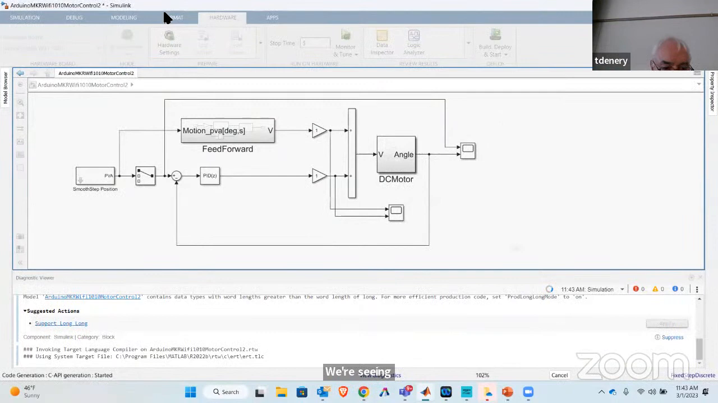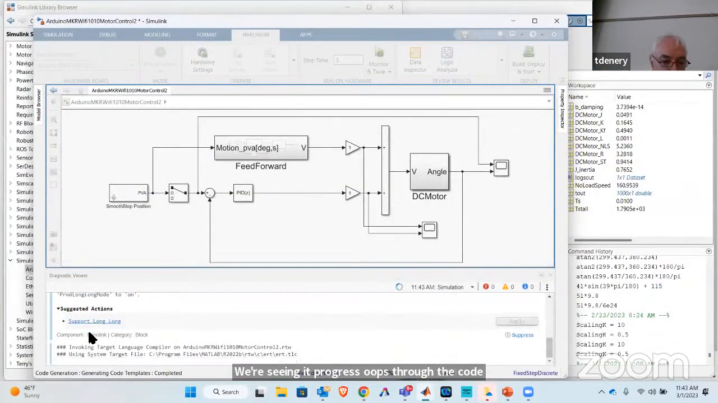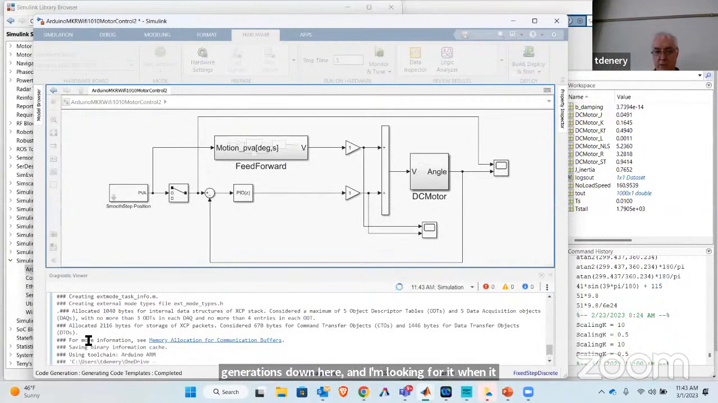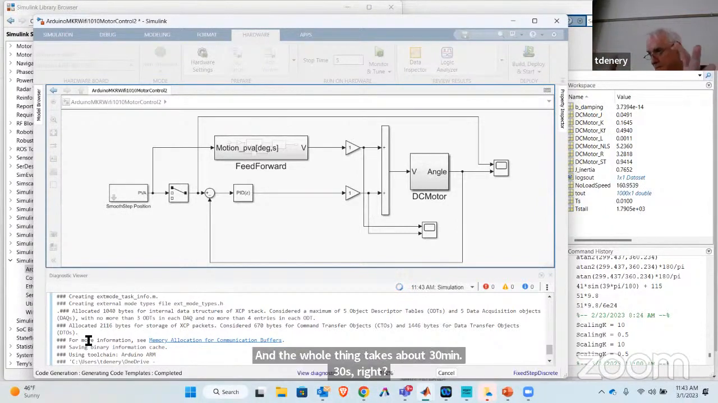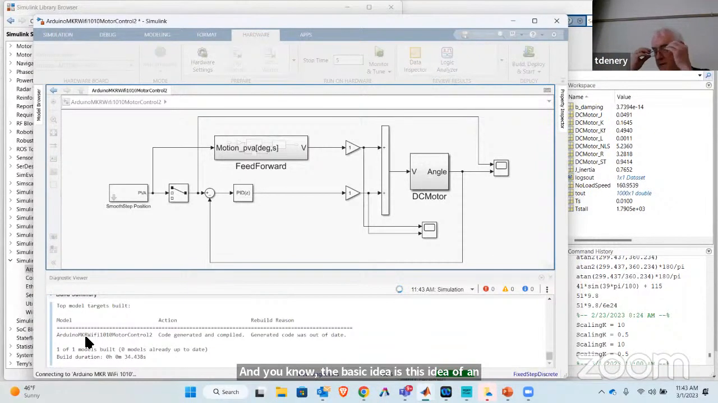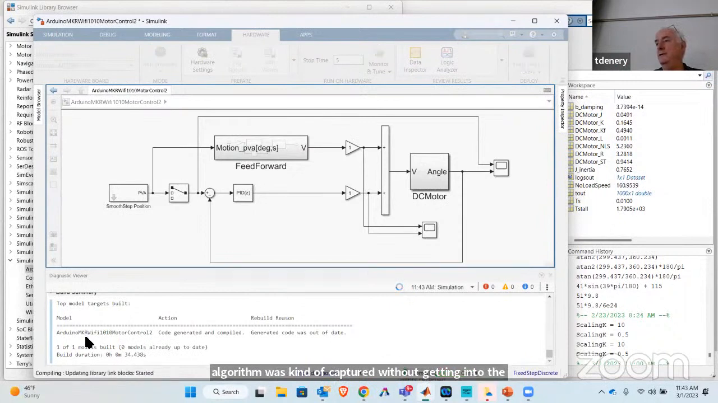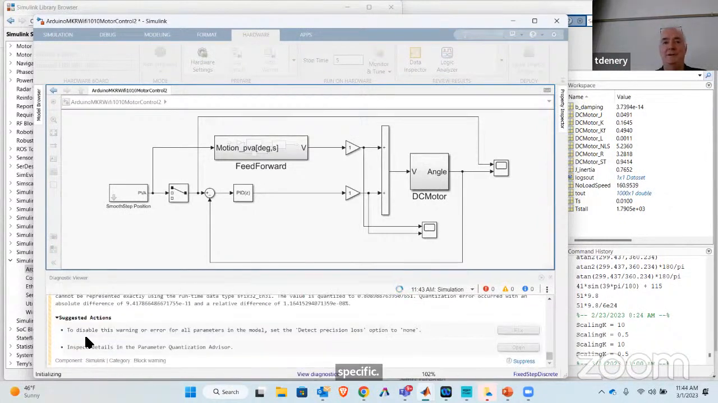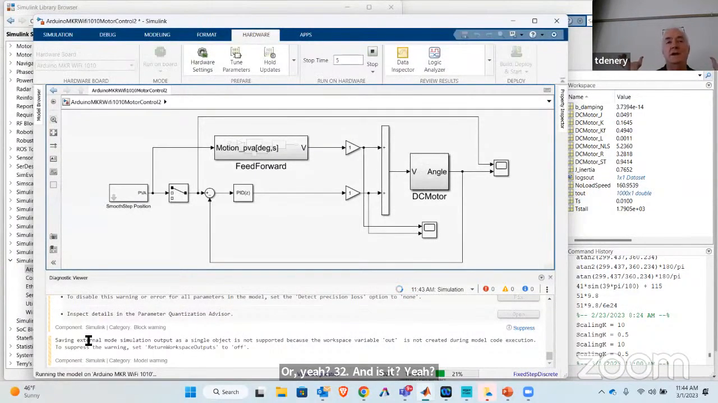And we're seeing it progress through the code generation down here. I'm looking for it when it says successful build, and then I know it's going to start moving pretty quickly after that. The whole thing takes about 30 seconds, right? The basic idea is that this algorithm was captured without getting into the specifics, like am I representing this signal with 8 bits or 32, and is it expressed with a decimal point, all that kind of stuff. I don't need to think about that yet.